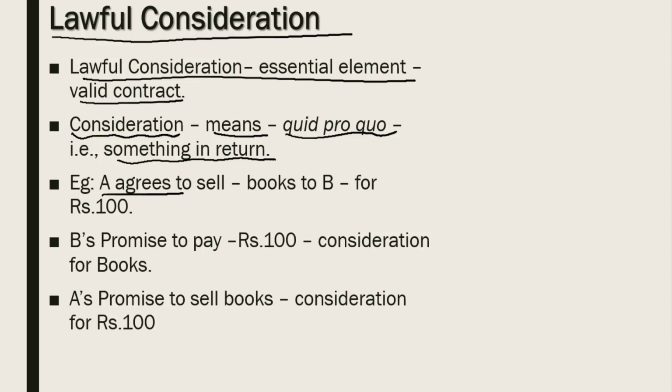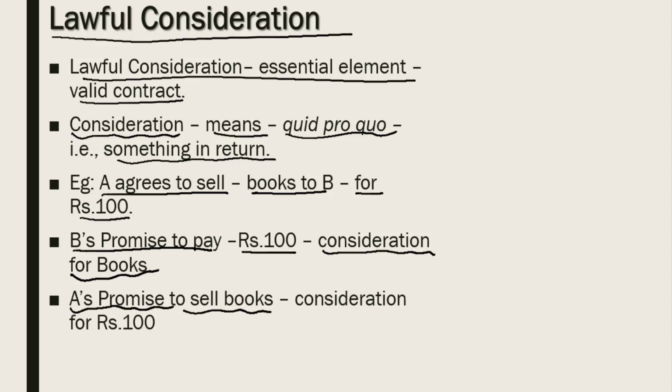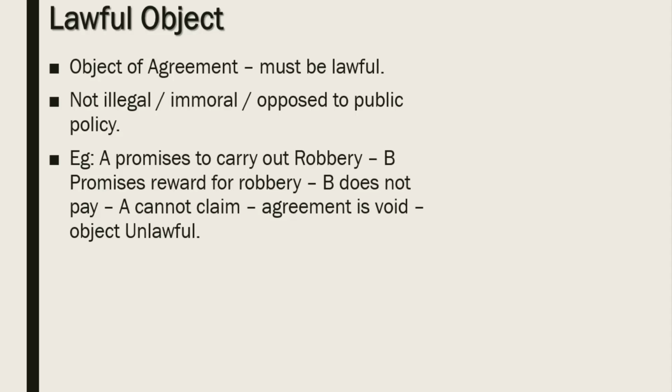Let's say Mr. A agrees to sell books to Mr. B for rupees 100. So here Mr. B is promising to pay rupees 100. This is the consideration Mr. B pays for books. And Mr. A promises to sell books. So this is the consideration which Mr. A pays for receiving rupees 100. Okay. So this is about consideration.